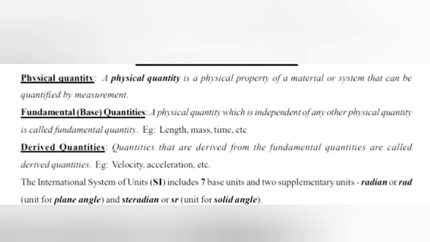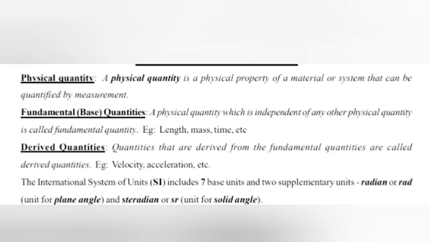Physical quantity. A physical quantity is a physical property of a material or system that can be quantified by measurement. Fundamental or base quantities. A physical quantity which is independent of any other physical quantity is called a fundamental quantity. Example: length, mass, time, etc.